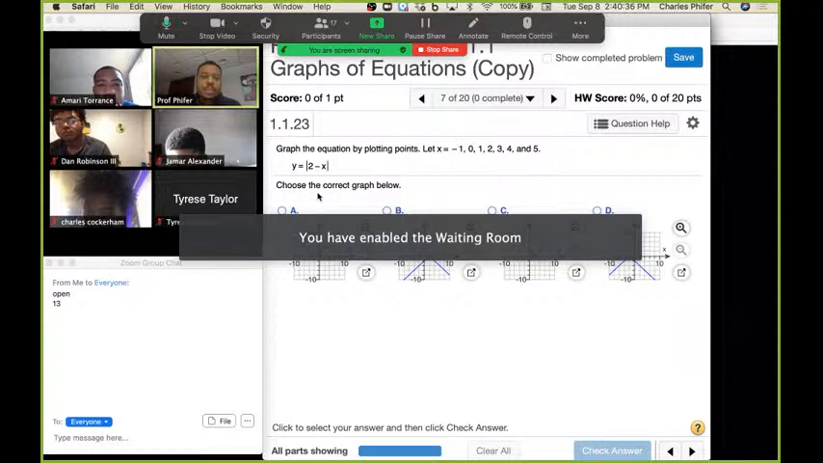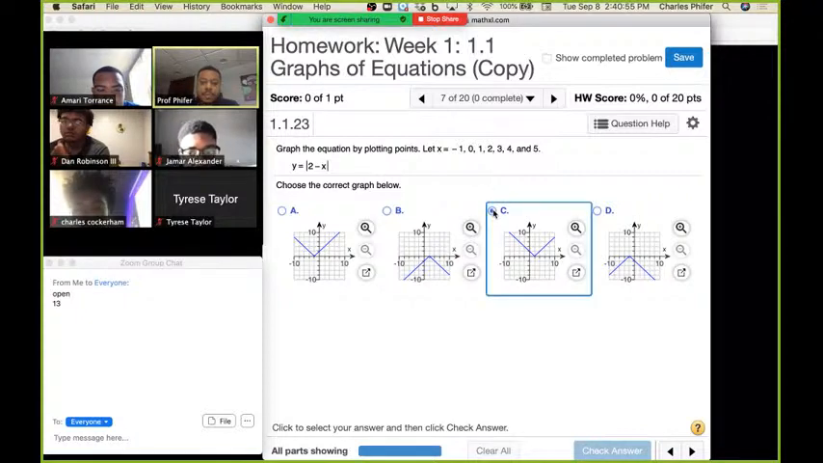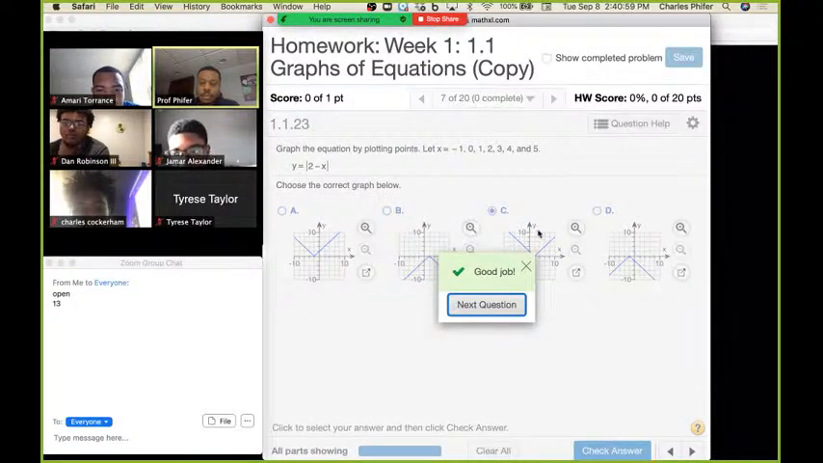So with this one, right, it says graph the equation by plotting points. I noticed that when x is 2, y is 0. When x is 4, right? When x is 4, that's going to be a positive 2. I'm going to go with C. C is the only one that looks like it's right. Okay.